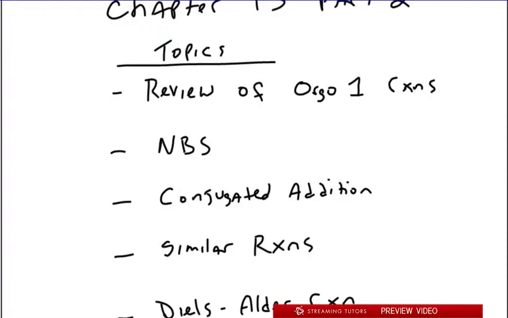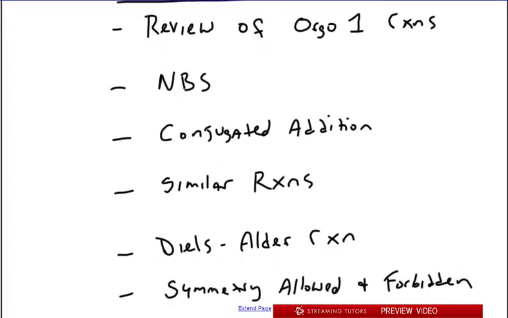We're going to add to that NBS, which is a specific reaction that we'll talk about. We'll go over the conjugated addition and also conjugated substitution, which I have categorized as similar reactions. Then we'll do the Diels-Alder reaction, and we'll learn about all the different details related to it. It's really not a hard reaction to learn, but it just takes a little bit of practice, and usually it's one that everybody loves on the exam, because once you get it, you get it. And it's pretty straightforward once you've got it.